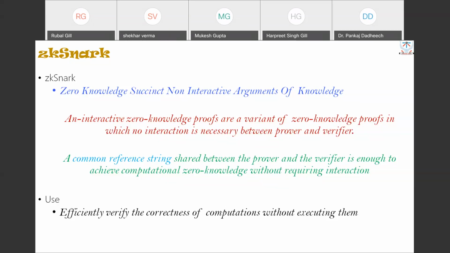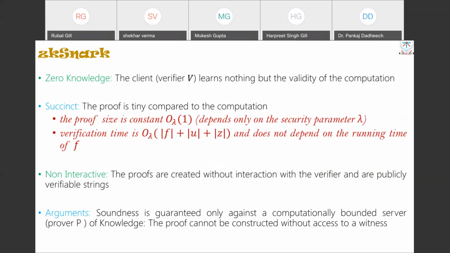What is succinct? It can be verified very, very quickly, so no heavyweight computation is required. So let's see what is there. In the zero knowledge proof, the client or the verifier learns nothing but the validity of the computation. Succinct, the proof is tiny as compared to the computation. I'll not go into details of this. It's non-interactive. It has arguments. The arguments, the soundness, that means if I can prove, I'll prove it.